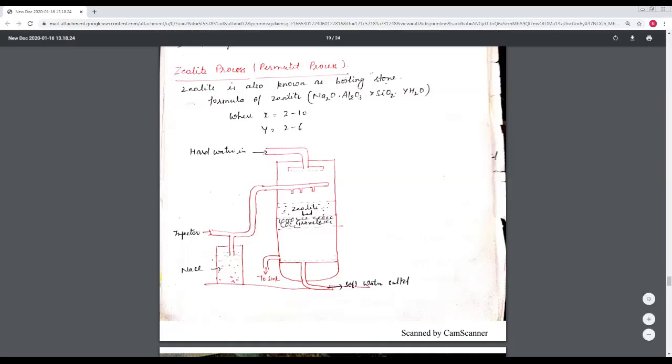So the molecular formula of zeolite is Na2O, Al2O3, x molecules of SiO2, and y molecules of H2O. So this is the molecular formula of zeolite, where the value of x is 2 to 10, and the y value is 2 to 6. This is the apparatus of zeolite.